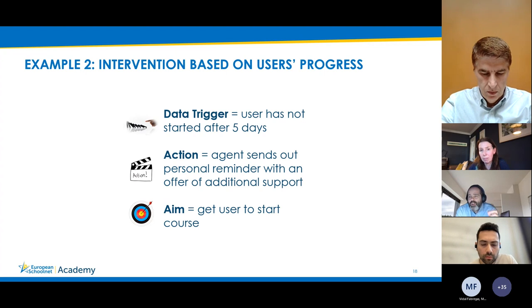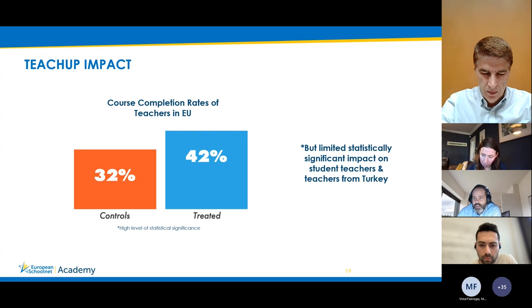Now, interestingly enough, very few of the teachers we reached out to with these support offer emails actually got back to us. Very few of them took up the offer. I mean, really hardly any. But nevertheless, we did see quite a substantial and statistically significant impact here. The course completion rates of teachers in EU countries increased by 10 percentage points between the control group and the treated group. We were quite surprised by that because we had so little response from the participants to the support offer. But it suggests that something was happening here that did seem to work.